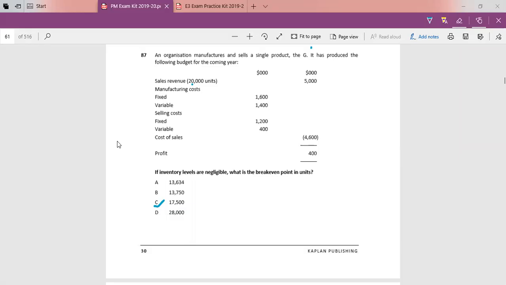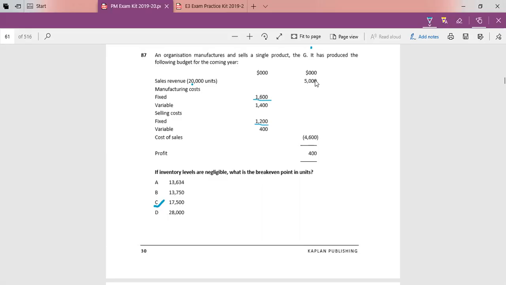Find out what is the selling price per unit. How much is selling price per unit? Total fixed cost, we have two items of fixed cost. One is 1,600, another one is 1,200. So 2,800 is fixed cost. Selling price per unit is, there are 20,000 units and sales value is 5,000. In fact, actually it's 5 million.